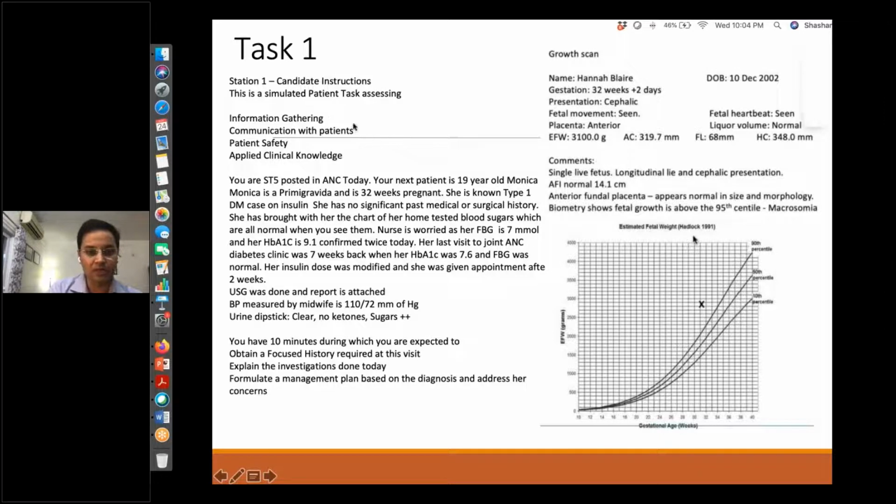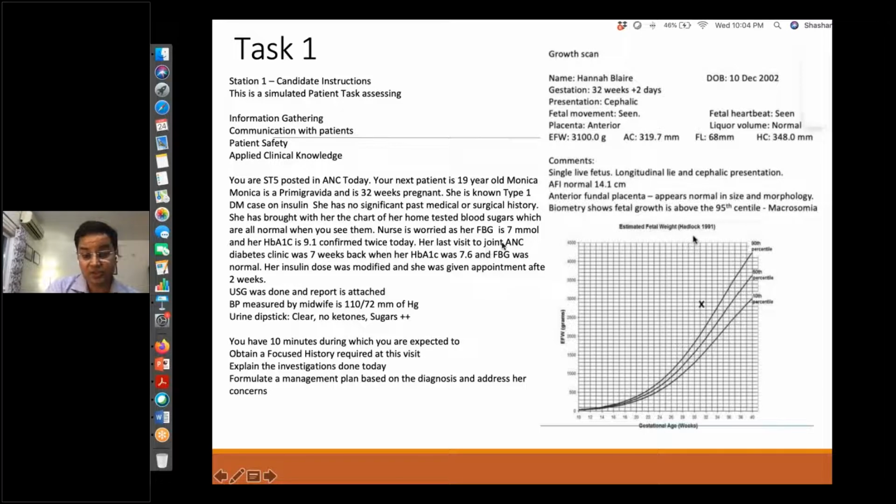So this is a simulated patient task, assessing information gathering, communication with patient safety, and applied clinical knowledge. You are an ST5 posted in antenatal clinic today. Your next patient is a 19-year-old girl, Monica. She is a primigravida, 32 weeks pregnant. She's a known case of type 1 diabetes mellitus and is on insulin. She doesn't have any significant past medical or surgical history. She has brought the chart of her home-tested blood sugars, which are all normal. However, the nurse is worried as her fasting blood glucose is high, 7 millimoles, and her HbA1c is also very high, 9.1, and both have been confirmed twice today.